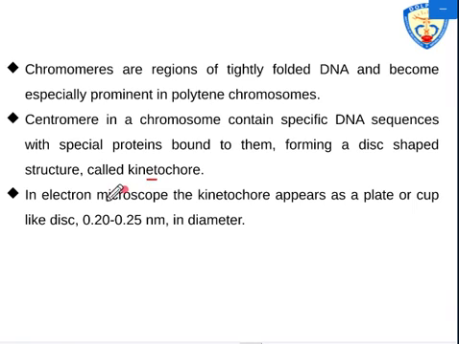When observed under the electron microscope, this kinetochore appears as a plate or cup-like disc that is 0.2 to 0.25 nanometers in diameter. The kinetochore is a position in the centromere, the specific sequence with proteins present in the centromere, to which the spindle fibers attach at the time of cell division.